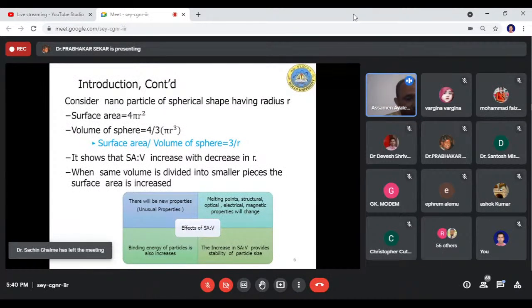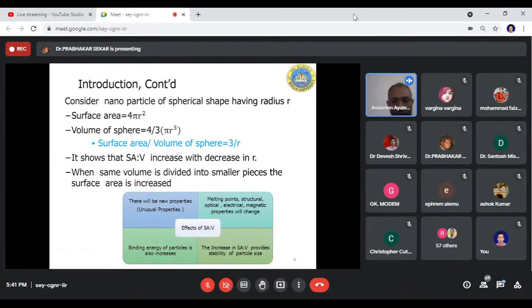For example, if we consider a nanoparticle of spherical shape having a radius of r, as I illustrated in the previous slide, the surface area is 4 pi r squared, as is understandable for everybody, and the volume of the sphere is defined as 4 over 3 pi r cubed. If we take the ratio, that means surface area to volume ratio, we get 3 over r, as a function of the radius of the shape.